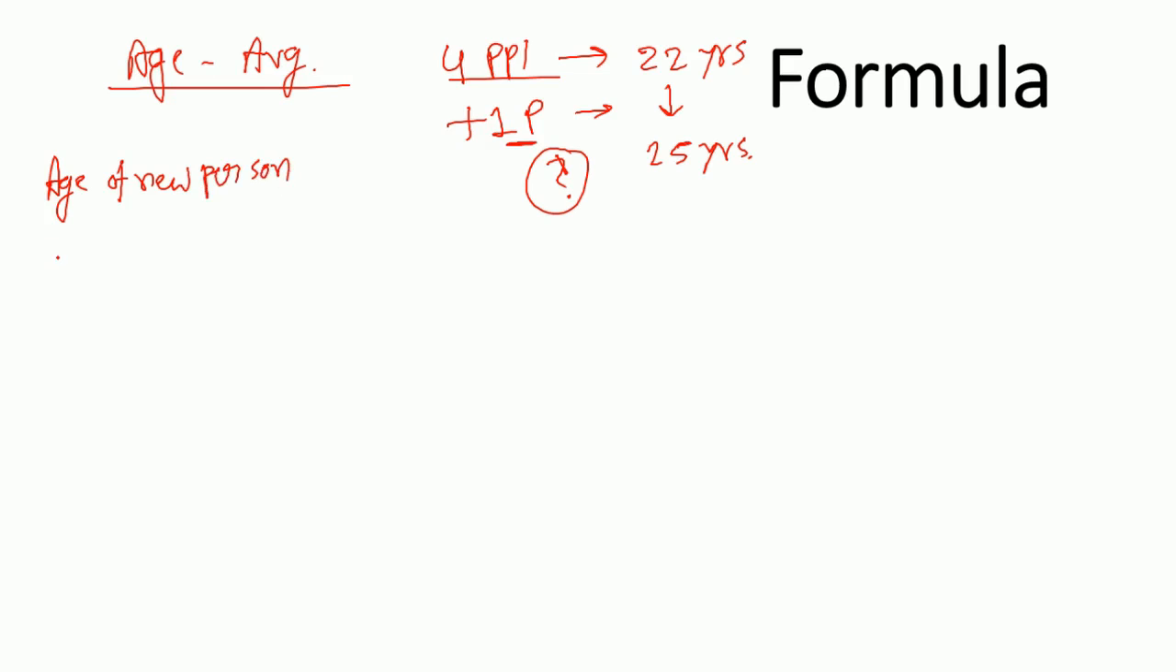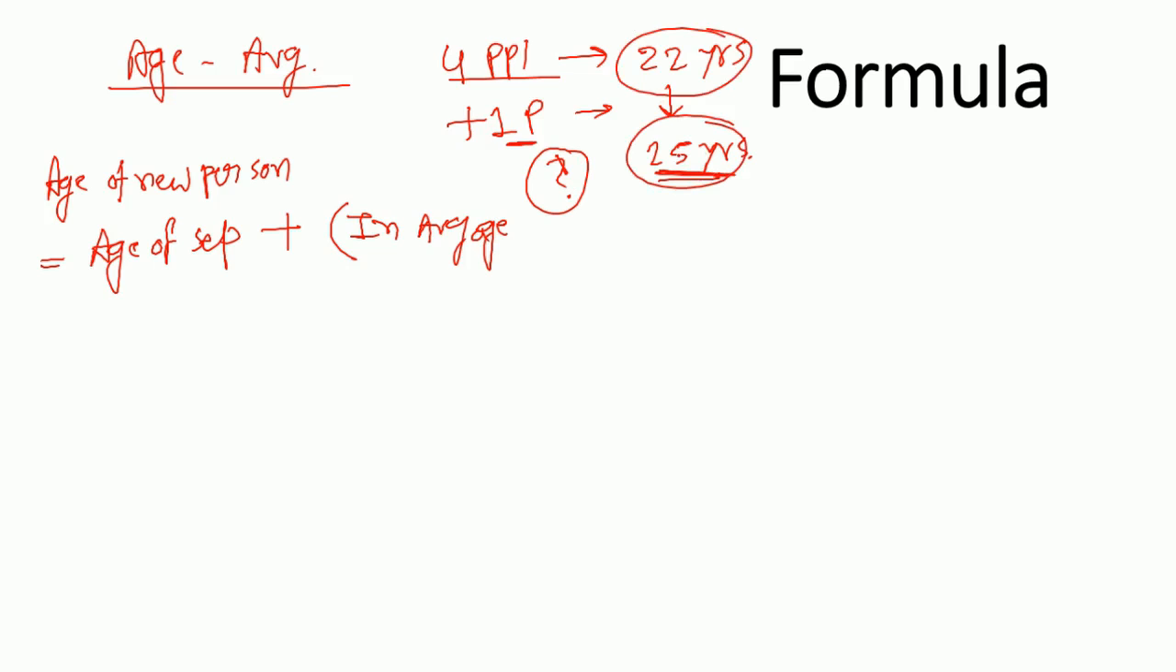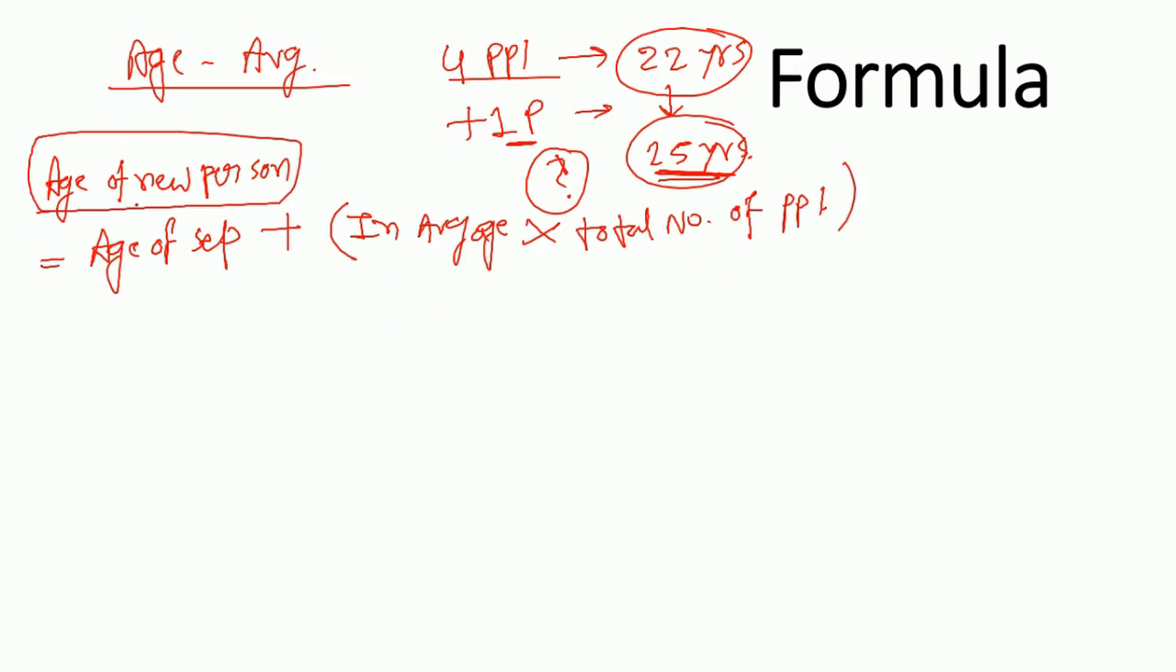To find that out, you simply write it as the total age of the separated persons that are provided, plus the increased average age. Whatever average age was there, that is 22 to 25. So in this case, the increased average age is 25 years, into the total number of people, that is in this case 5. This is how you will find out the age of the new person that is added.